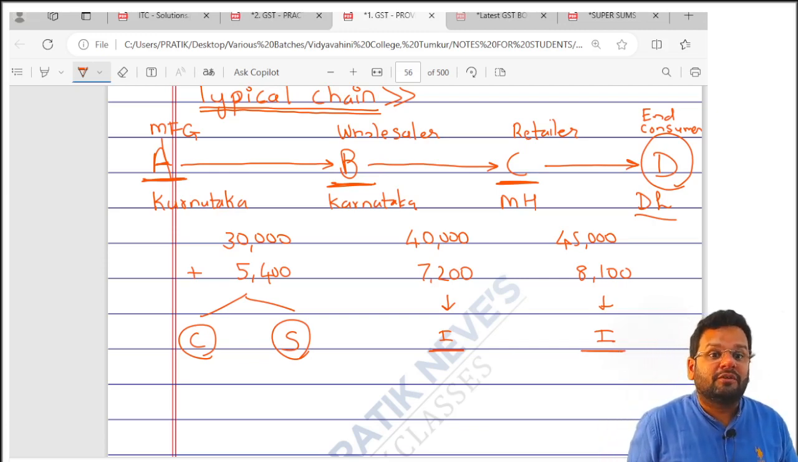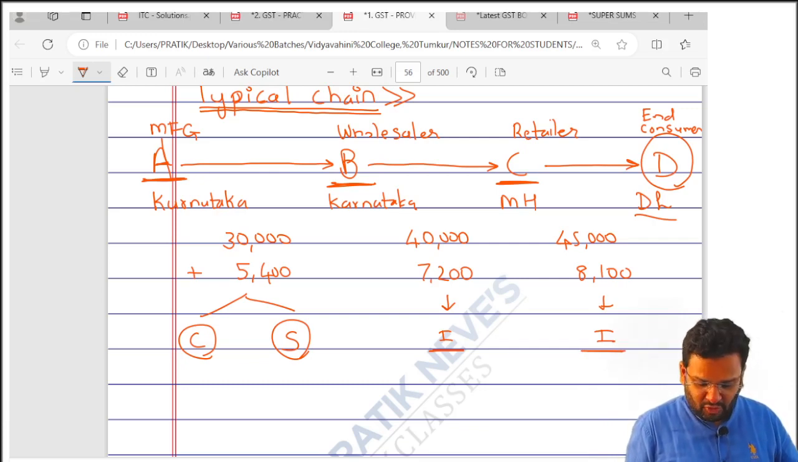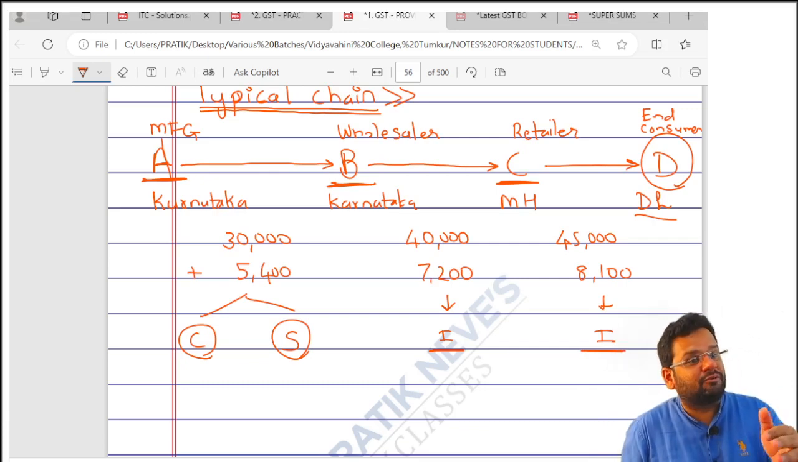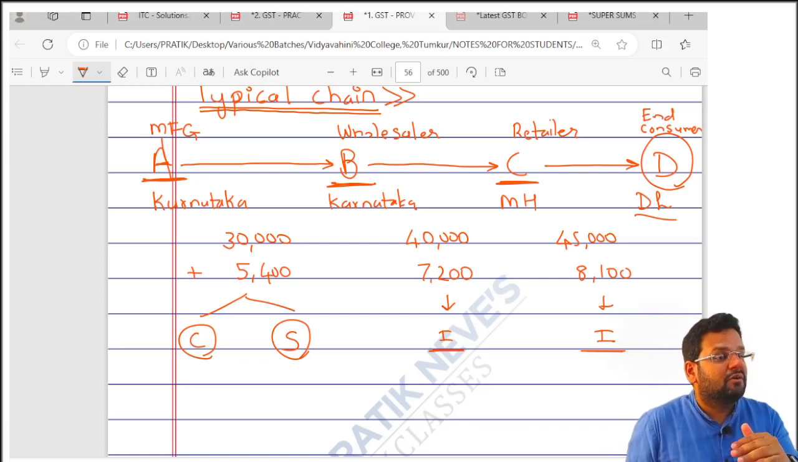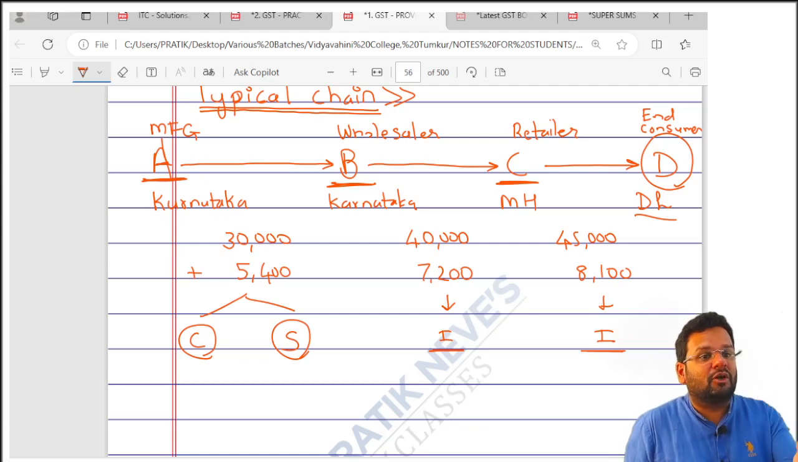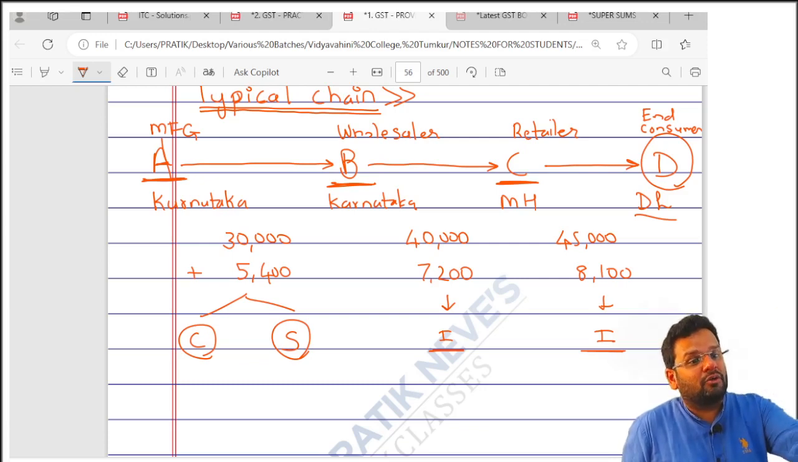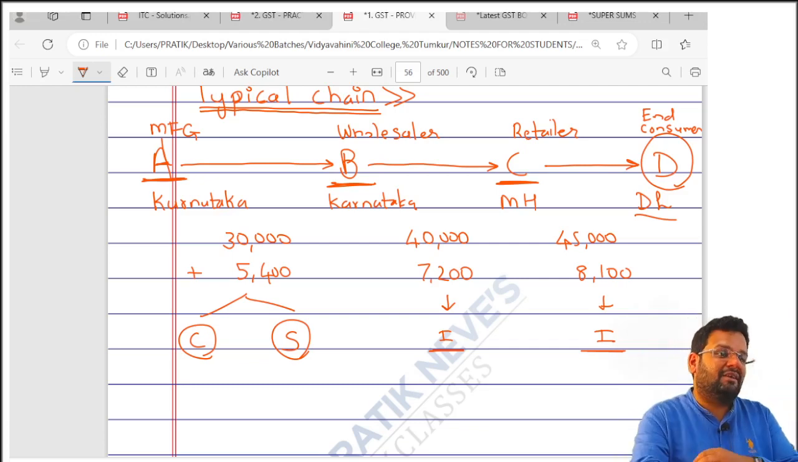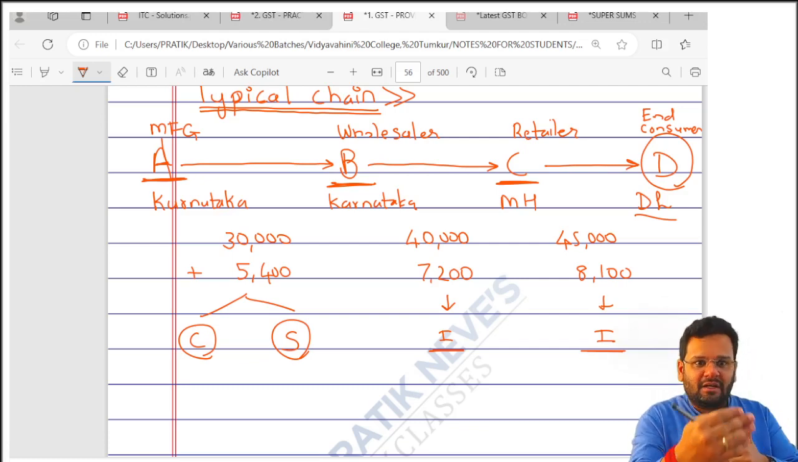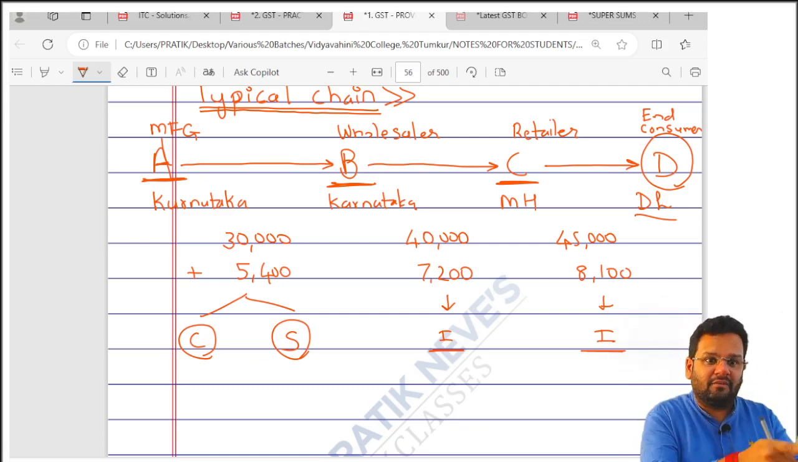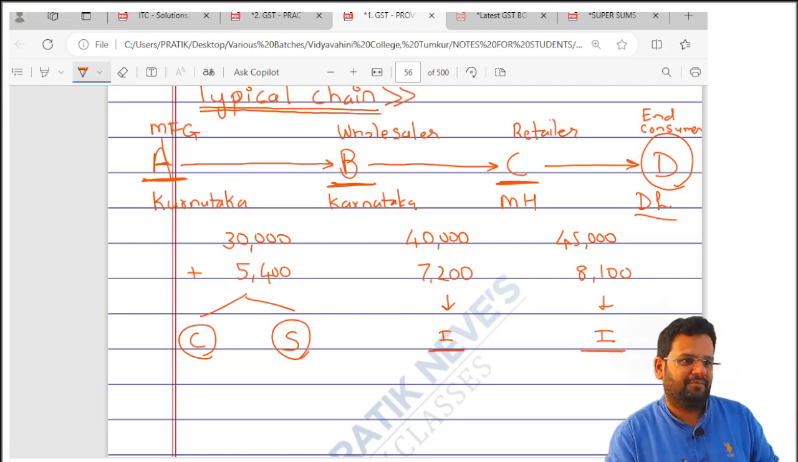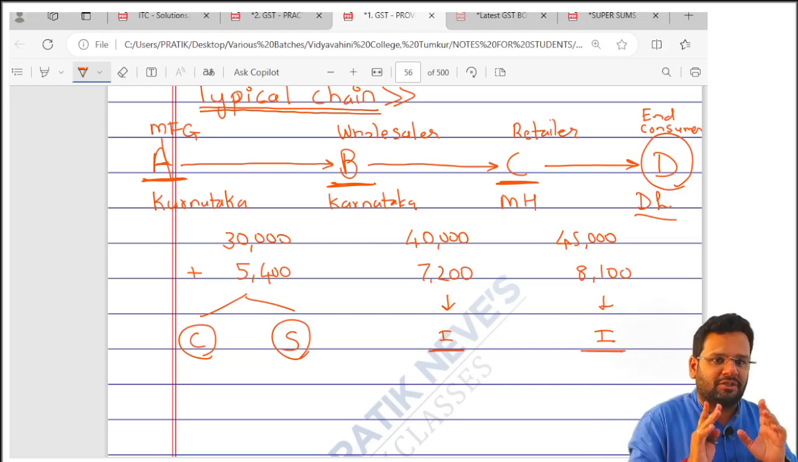Supply involves movement of goods. You are in a position to understand. From Karnataka, goods went to Maharashtra. From Maharashtra, goods went to Delhi. Supply involves movement of goods. So place of supply is the location of the goods where they terminate for their delivery. Getting it? So see, day 1 understanding and day 5 understanding, everything is within provisions. Nothing goes out of provisions and logic.